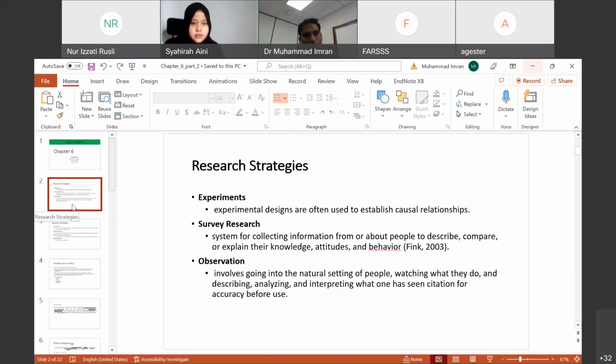Experiment. Often used, most of the research is done through experiments, for causal relationships, cause and effect. Most of the experimental research is done in pure sciences. Hope you know the difference between the social sciences and the pure sciences, right?